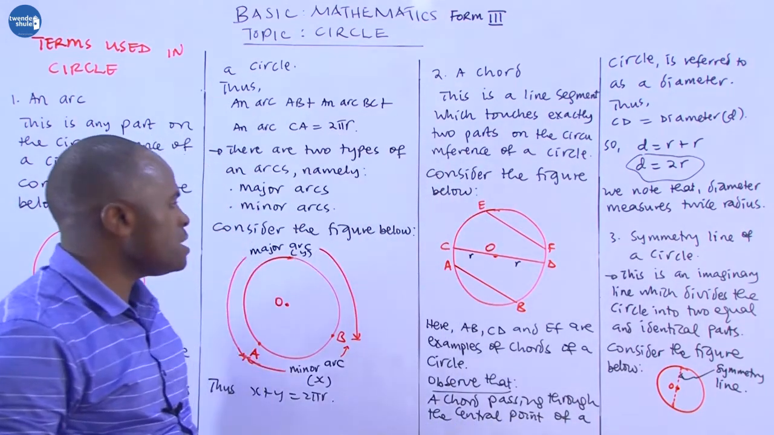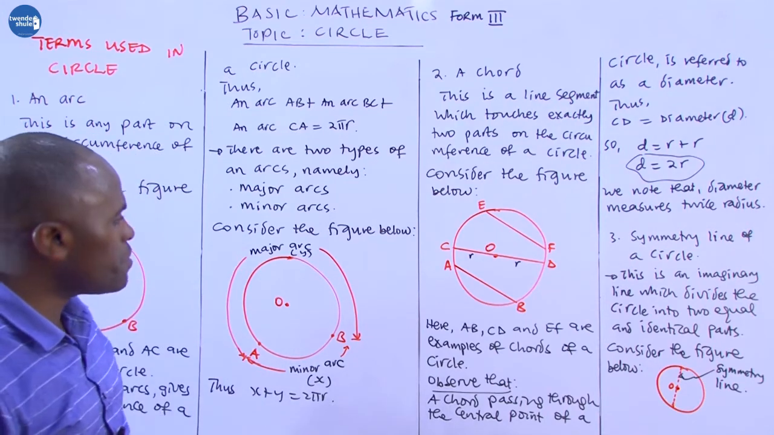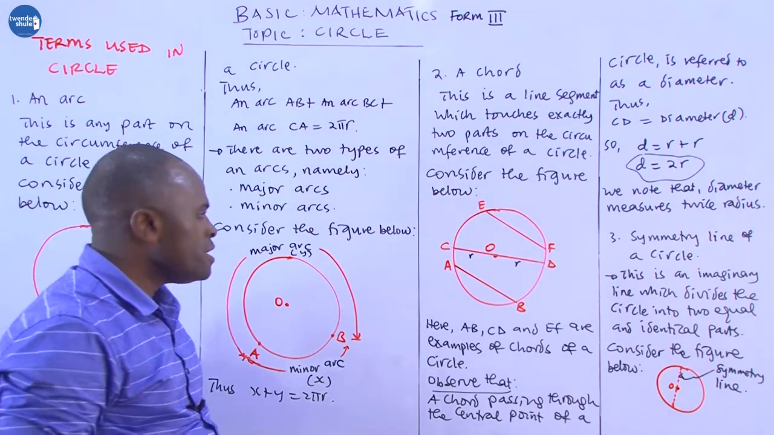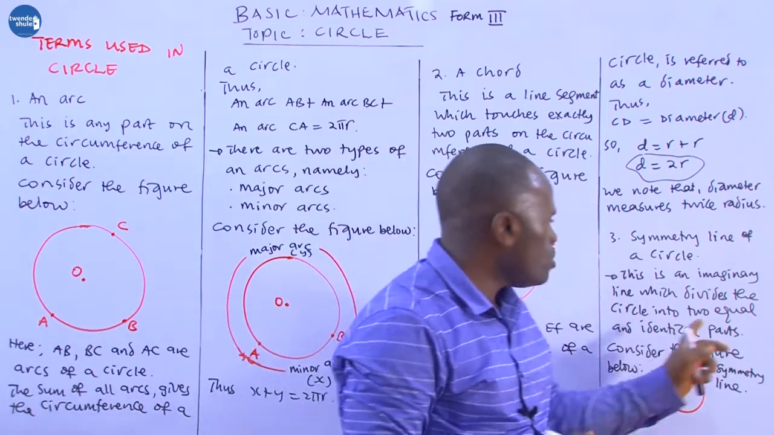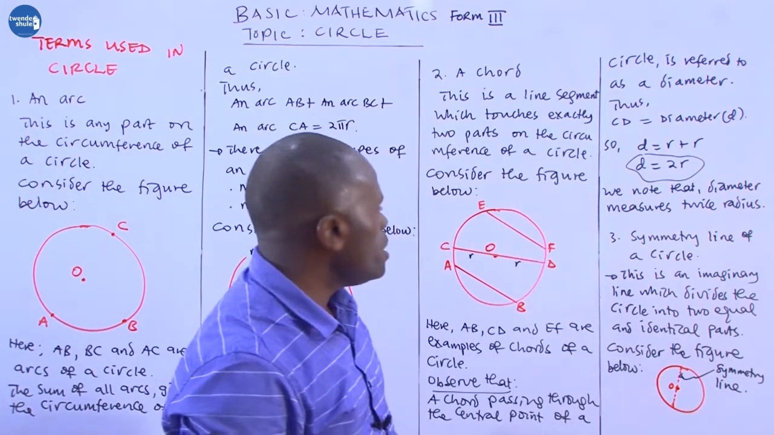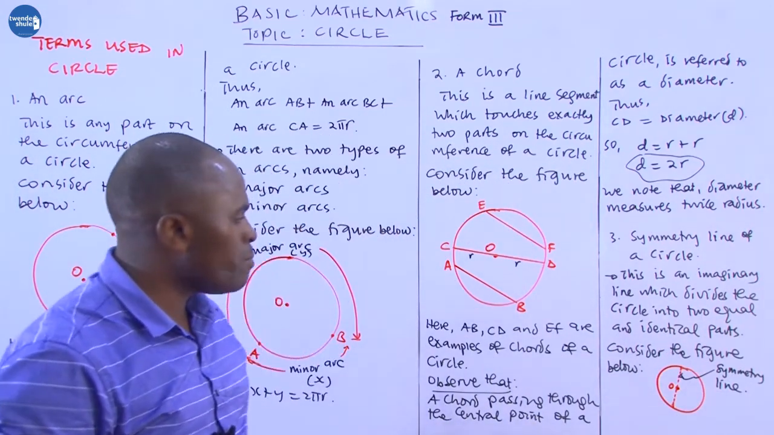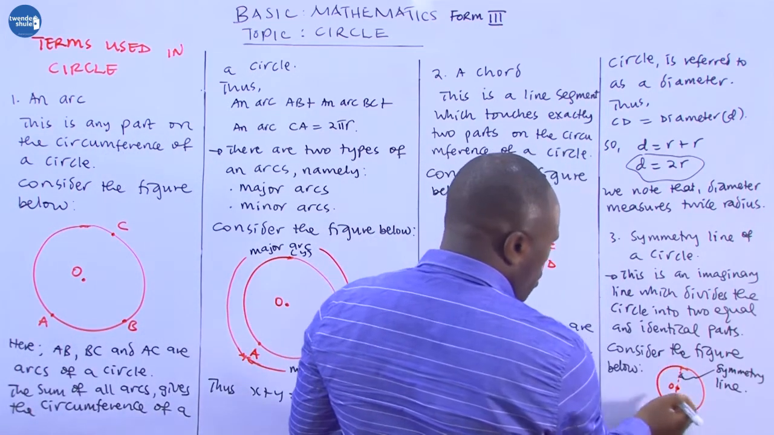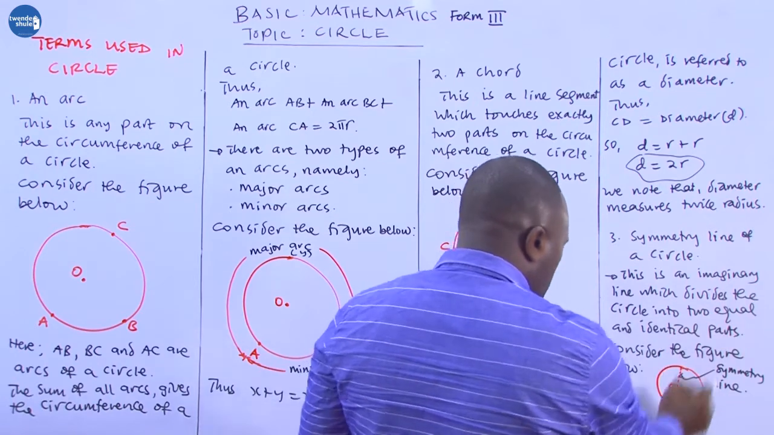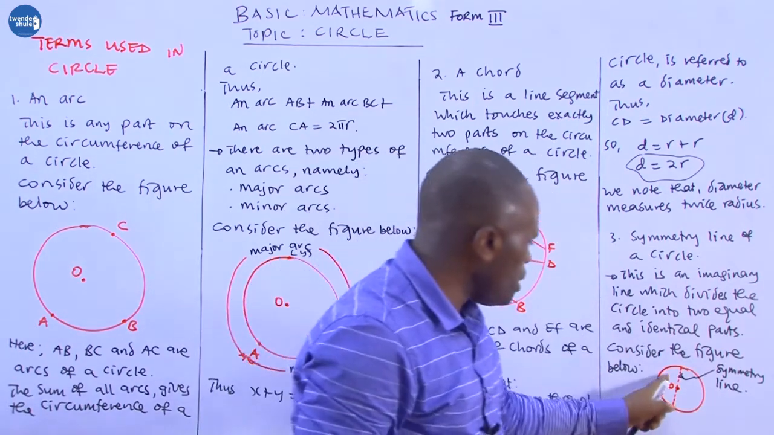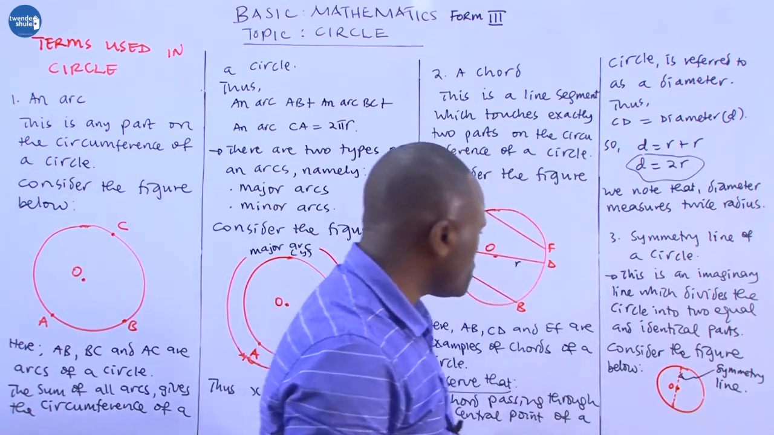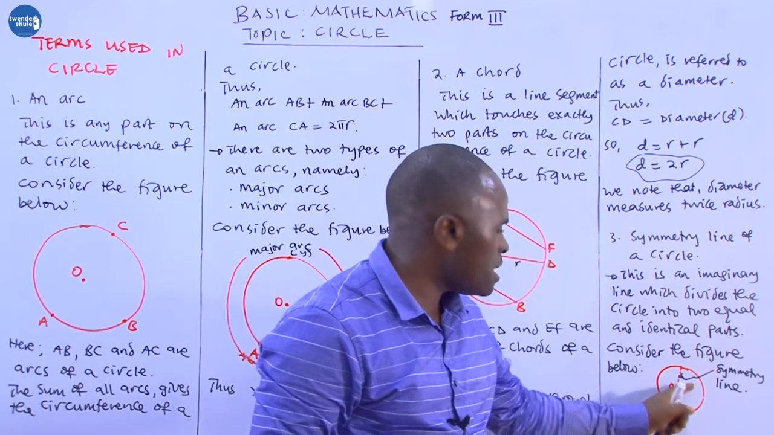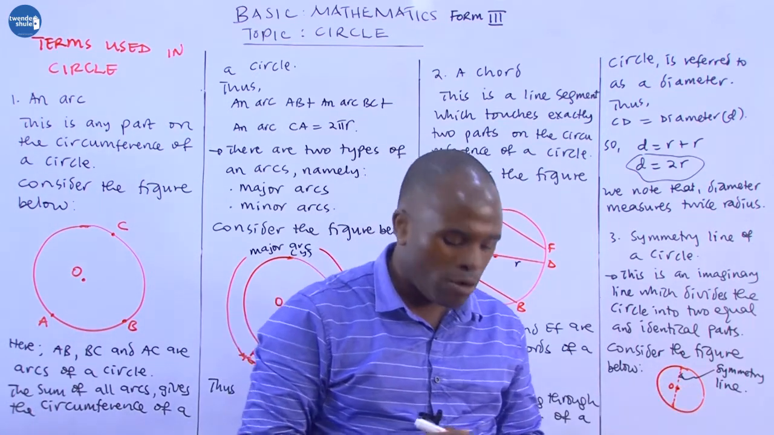Now, there is another term. This one is referred to as a symmetry line of a circle. It is an imaginary line which divides the circle into two equal and identical parts. So when you have a circle here with the central point, this is a symmetry line in which we have two equal and identical parts of a circle. These parts are referred to as semicircles.